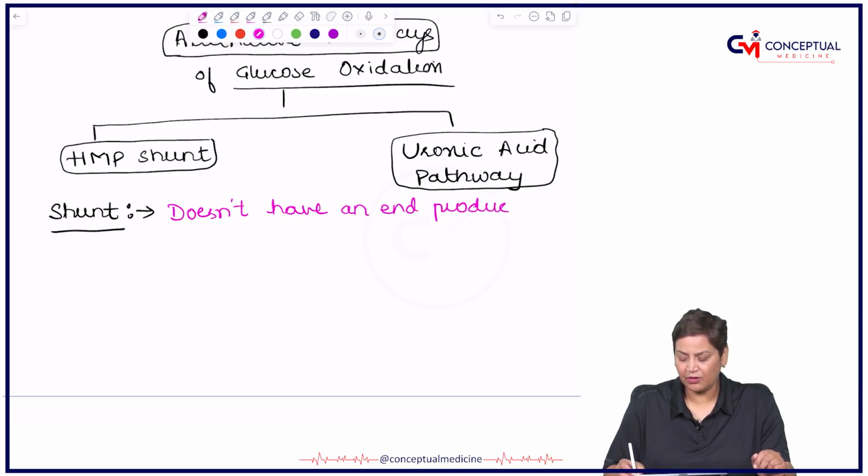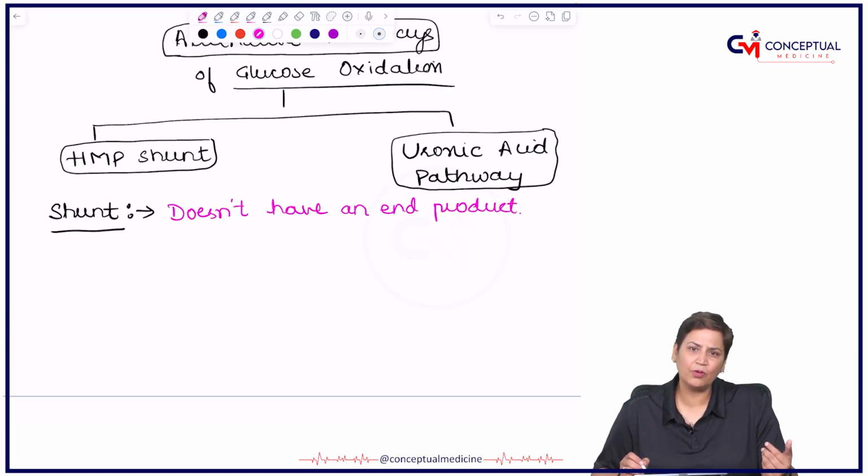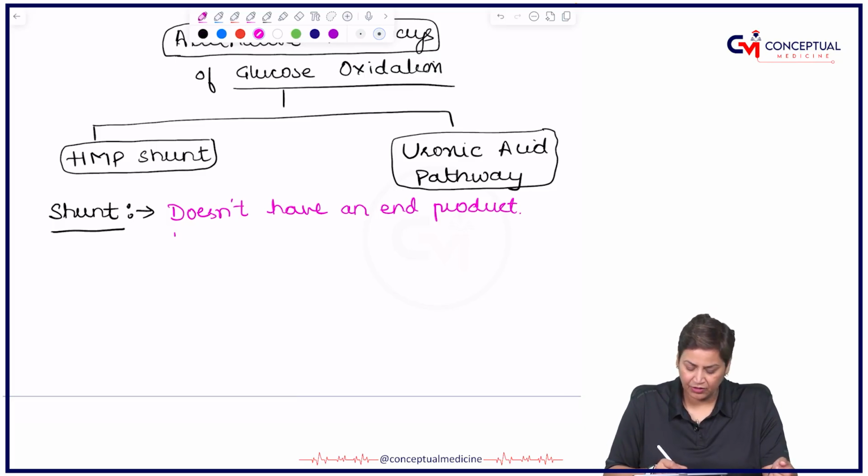Now that doesn't mean that it will not finish. You must be thinking if anything does not have an end product, it will keep on going. No, it is going to form a product which will merge itself into the major pathways. So ultimately it is happening in the body for some relevant purpose. And once the purpose is over, it is going to merge itself into the major pathways. So always remember, the shunt does not have an end product and it merges itself into the major pathways. Very important.